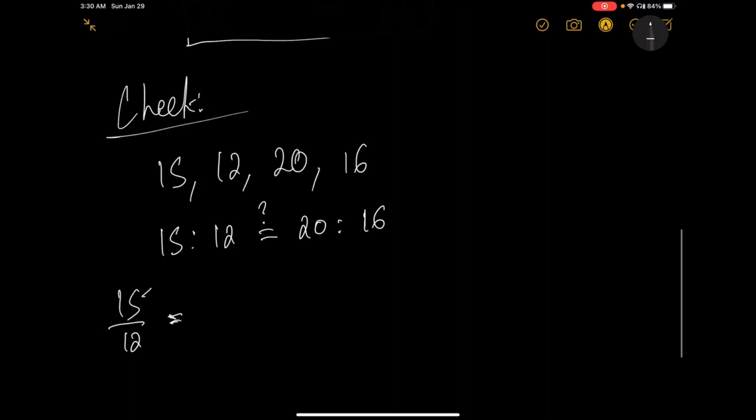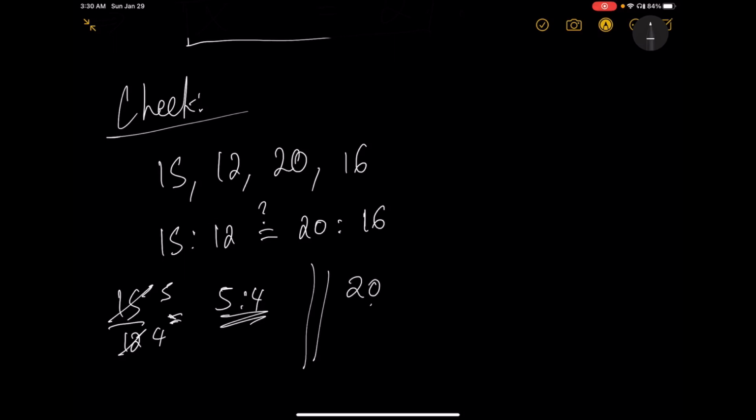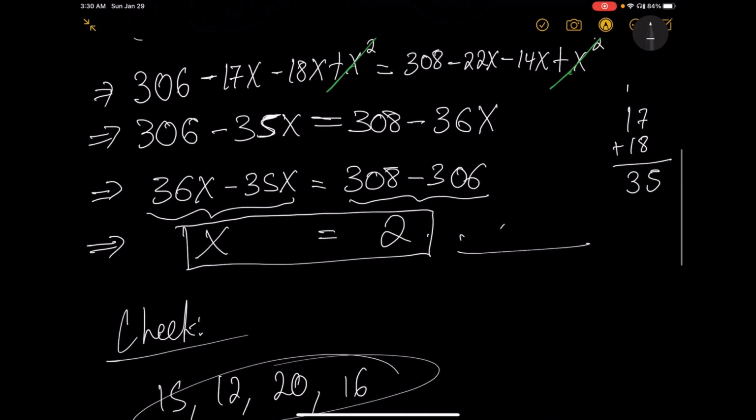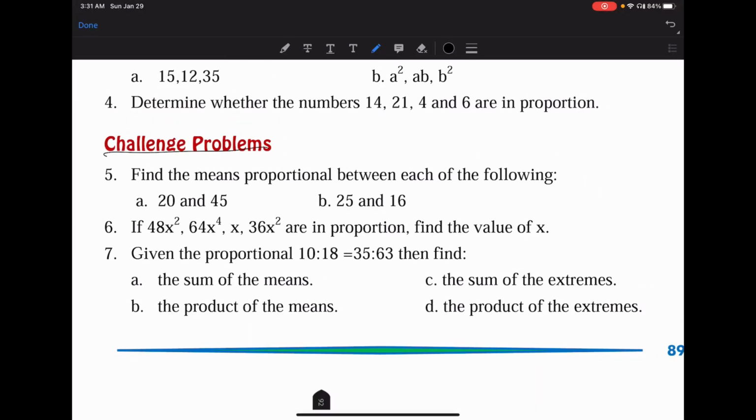That is 15 over 12, which is 5/4. And 20/16 is 4 times 5 over 4 times 4, and dividing by 4 gives 5/4. Since 5/4 equals 5/4, therefore the four numbers are in proportion. Therefore we are correct, x is indeed 2.